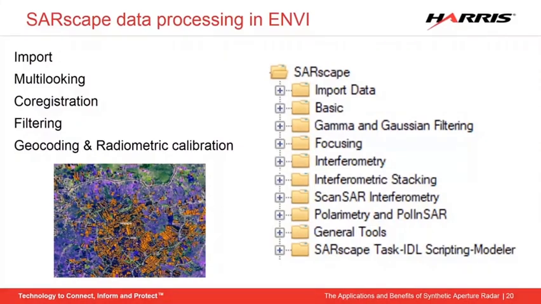And common data processing steps that you'll need to do are importing your data, of course, multi-looking. If you're working with multiple scenes, you need to co-register your data. And you also need to filter and then geocode and radiometrically calibrate your data. All of these are initial processing steps that you need to do before you can really get into any deep analyses.